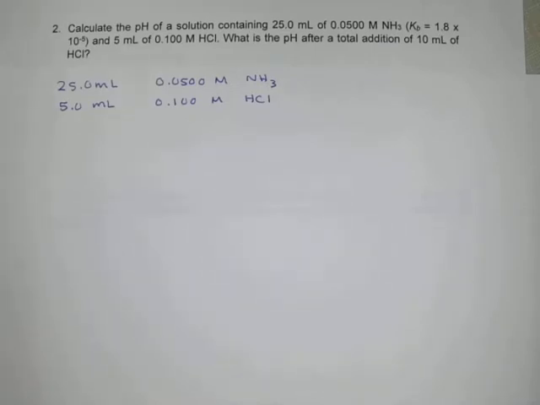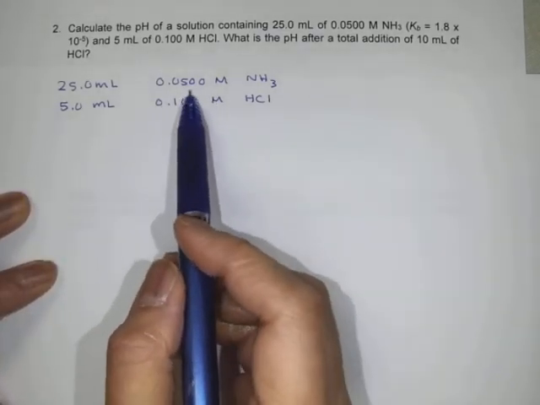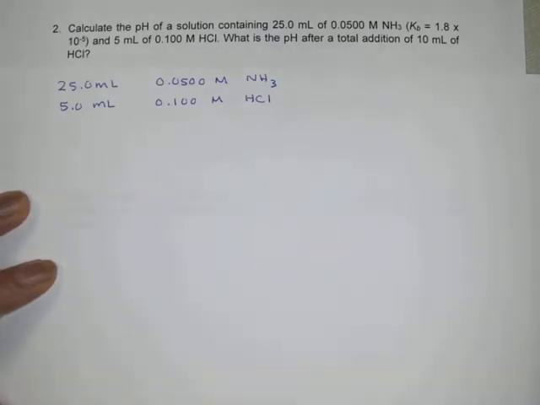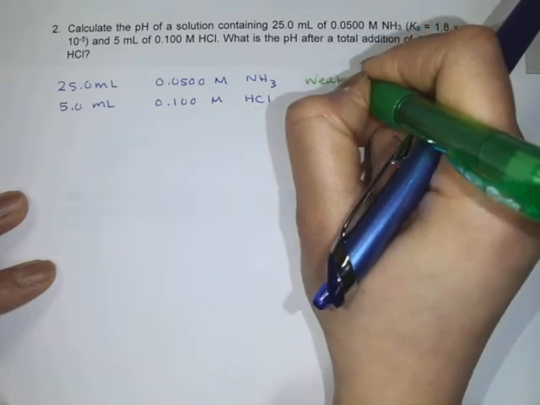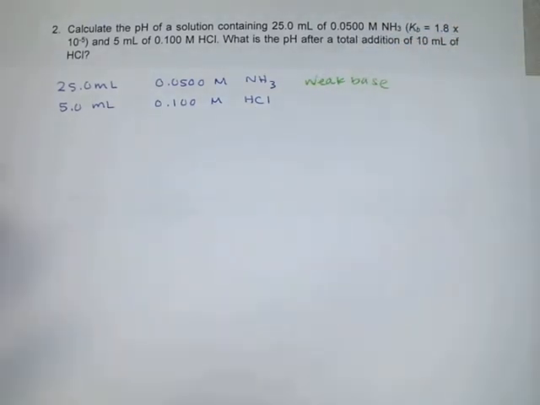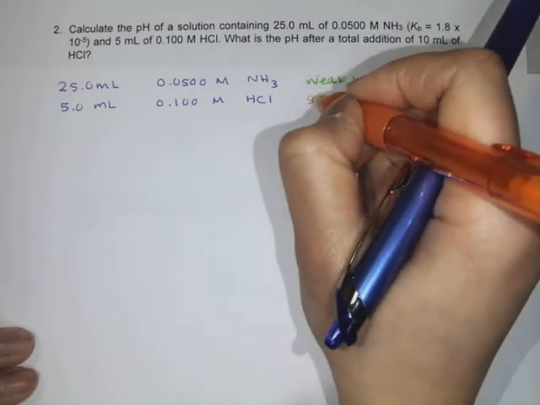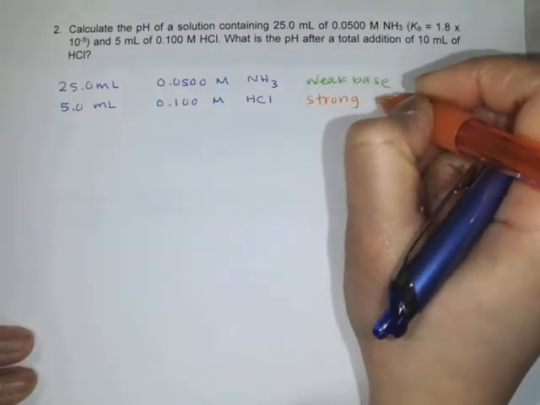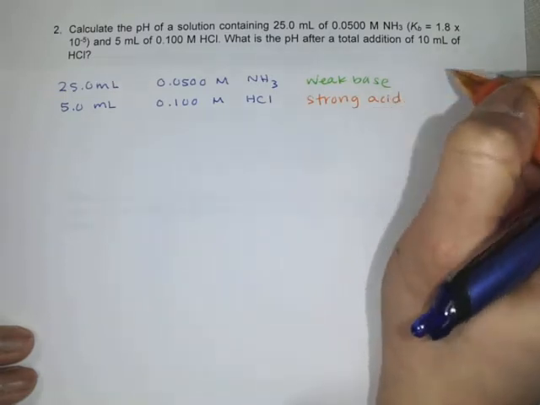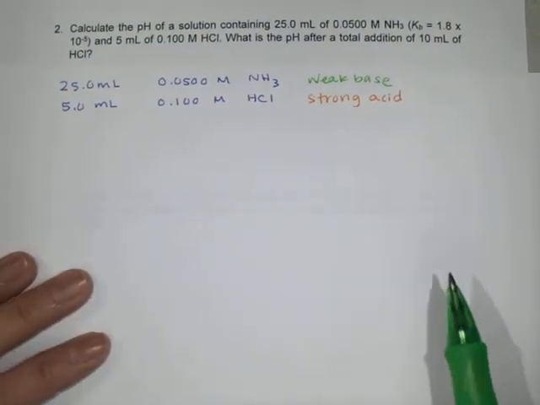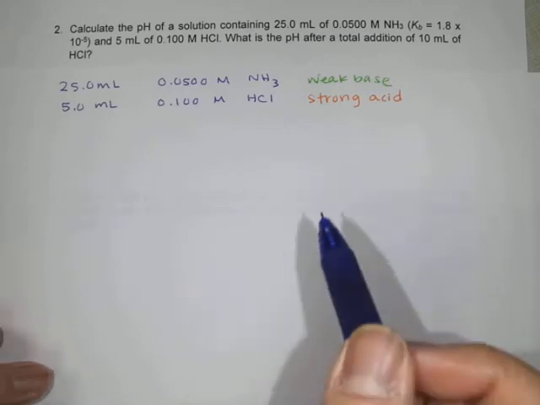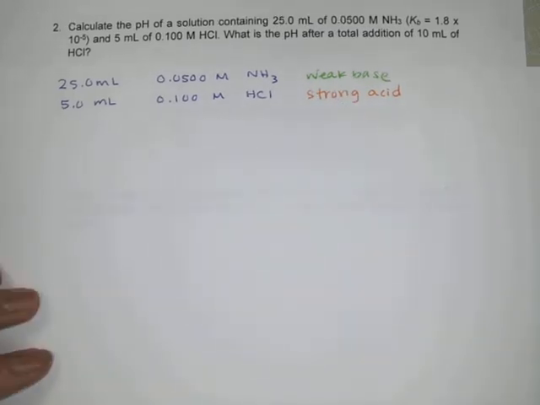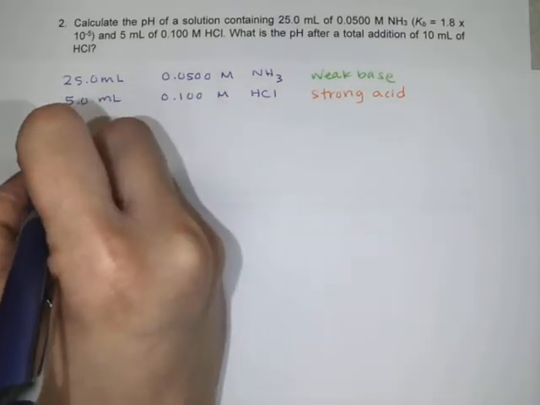Number 2 is a little bit different. So we have 25 mils of 0.05 molar ammonia. So ammonia is a weak base, and HCl we know is a strong acid. So this titration, or I'm sorry, this calculation is going to be a little bit different because we have to use the Henderson-Hasselbalch equation to get to the pH. We can't just depend on the concentration of acid because we also have the weak base in there playing a role in that. But we can still use the RICE table.